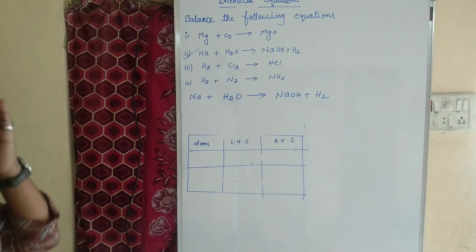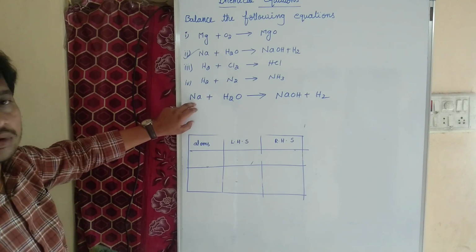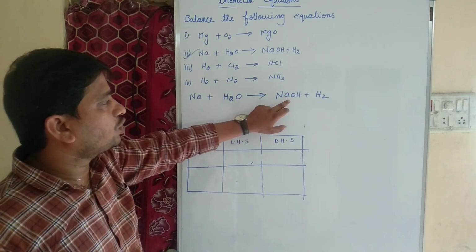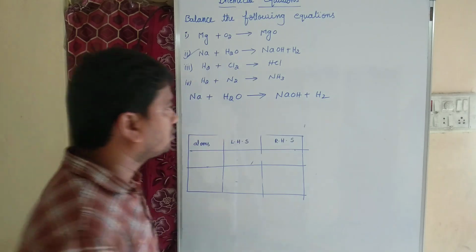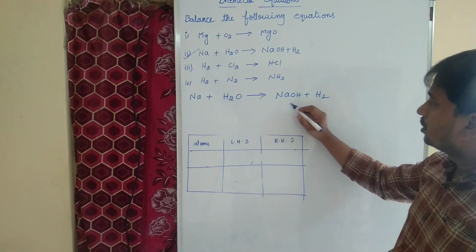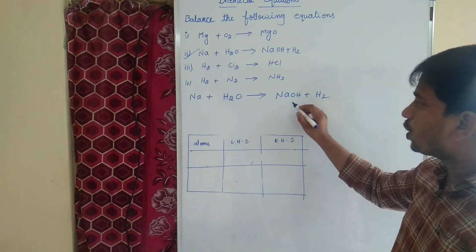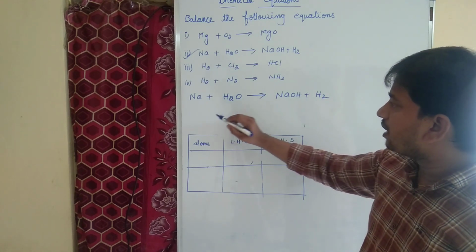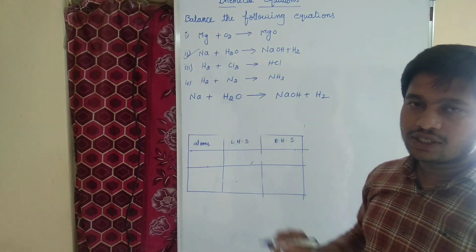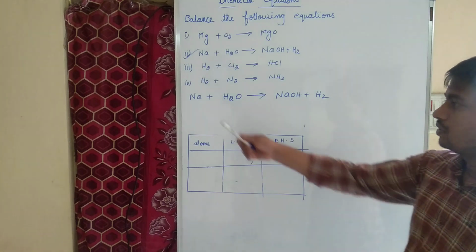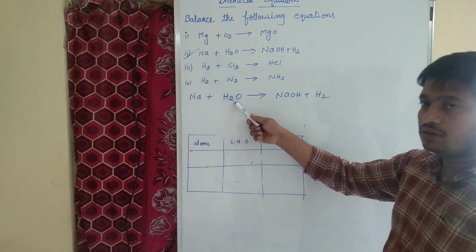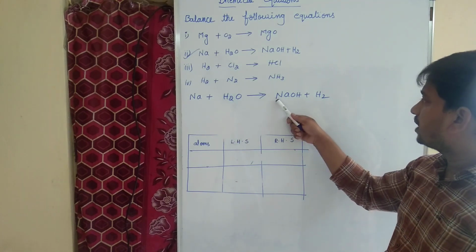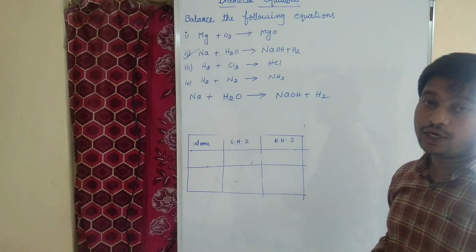What is the chemical equation? When sodium reacts with water, you will get sodium hydroxide and hydrogen. H2 means hydrogen, NaOH means sodium hydroxide, H2O is the chemical formula of water, and Na is the chemical formula of sodium. When sodium reacts with water, you will get sodium hydroxide and hydrogen.